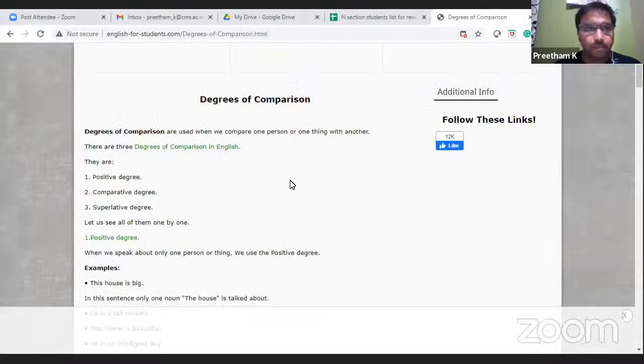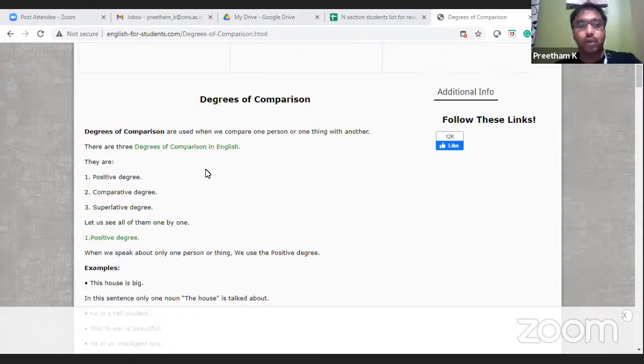Okay, degrees of comparison mainly refers to adjectives. We have three types of degrees: positive degree, comparative degree, and superlative degree. Positive degree is a general comparison, and comparative degree is used when the comparison is between two. If it is more than two, you use a superlative degree. So we will discuss each one of them in detail.